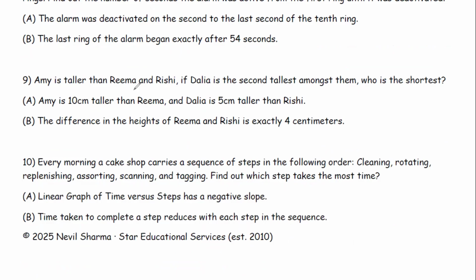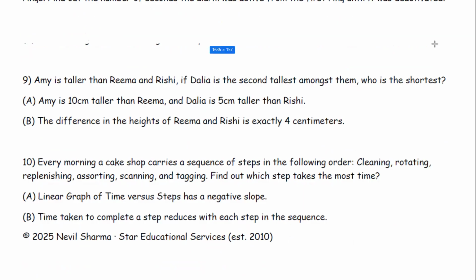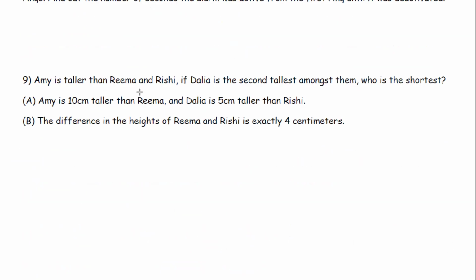All right, now you might wonder why I have put a logic or an analytical question out here. So this is a logic question. But nevertheless, let's look at it. Amy is taller than Rima and Rishi. If Dahlia is the second tallest among them, who is the shortest?